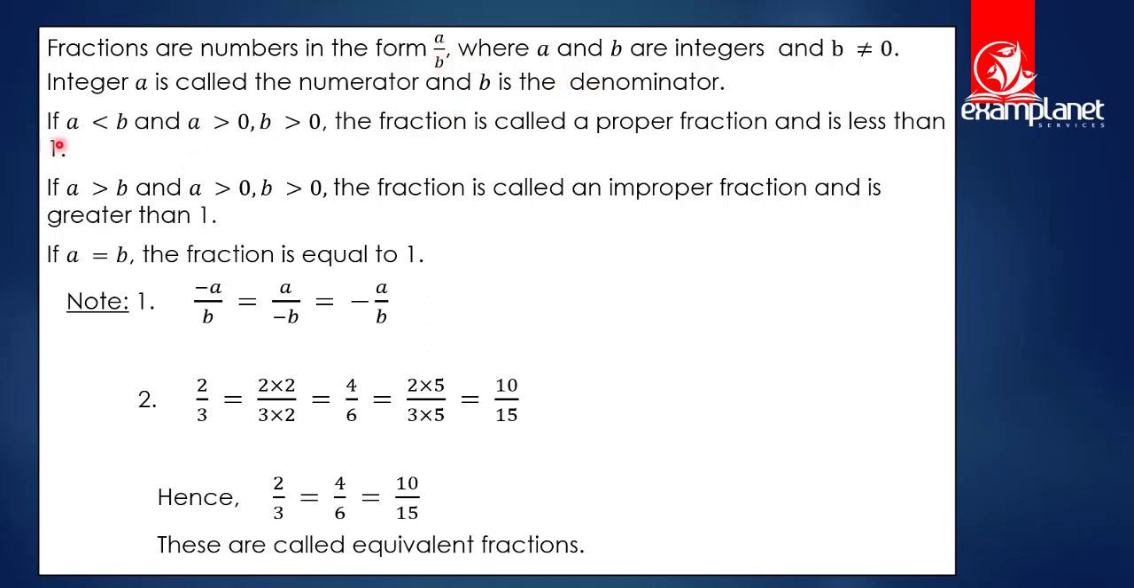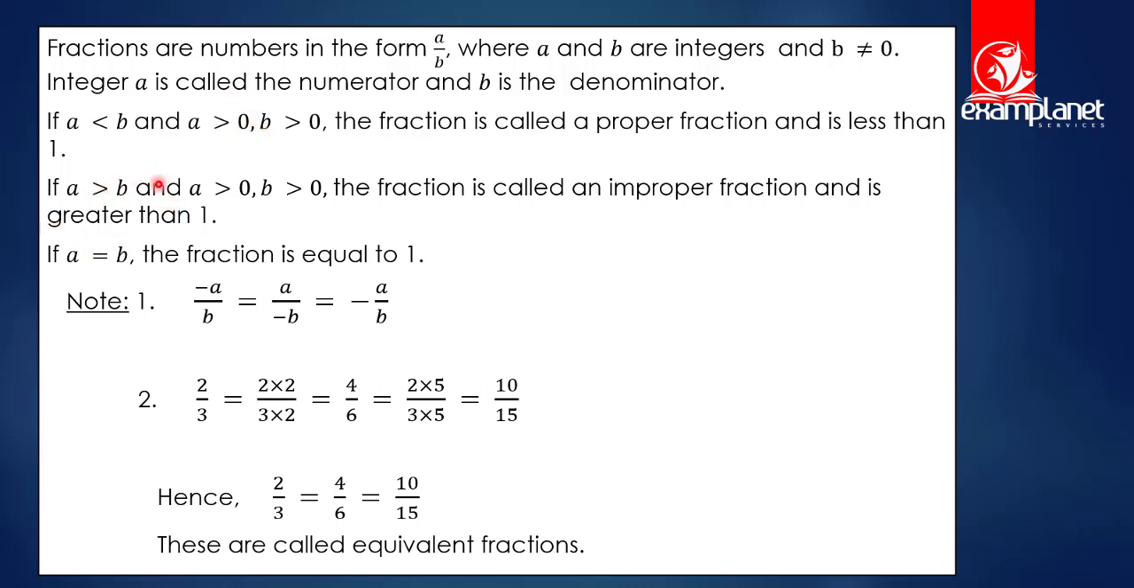So you call the one on top the numerator, and the one below it the denominator. Now, if a is less than b and a is greater than 0, b is greater than 0, the fraction is called a proper fraction and it is less than 1. That means if your numerator is less than the denominator and the two numbers are positive numbers, then that fraction is called a proper fraction, and it is always less than 1. Even if one of them is negative, even if the two of them are negative numbers, they will always be less than 1. Any proper fraction generally is less than 1.